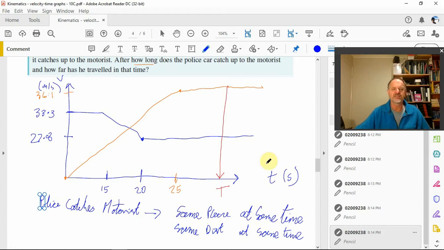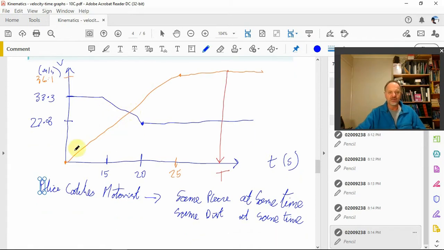Remembering the distance is the area underneath. So if we come up to this point here, you can see because there's more area under the blue than the orange, up to whatever point that is there, the motorist's up ahead somewhere.